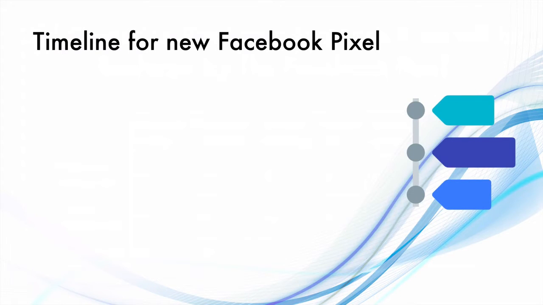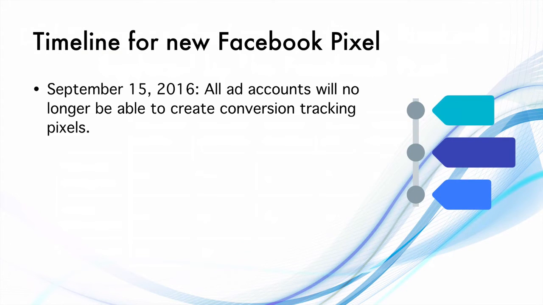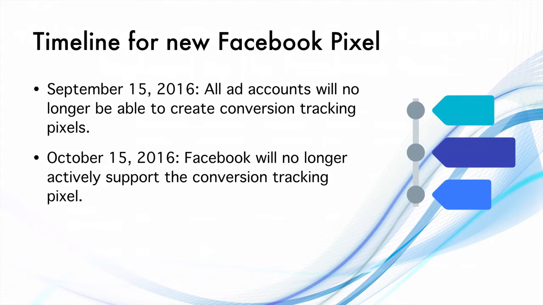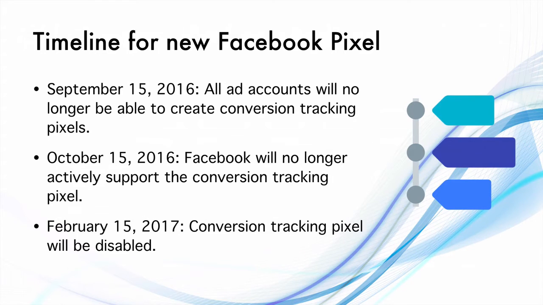So let's look at the timeline for the new Facebook pixel. So by September 15th, 2016, all ad accounts were not able to create conversion tracking pixels anymore. So if you have noticed it, you will not be able to create this pixel. By October 15th, 2016, Facebook does not support the conversion tracking pixel and does not give any support for it. And by February 15, conversion tracking pixel will be completely disabled. So if you have any ads running on the old conversion tracking pixel, it's better to migrate to the new Facebook pixel and set up custom conversions.